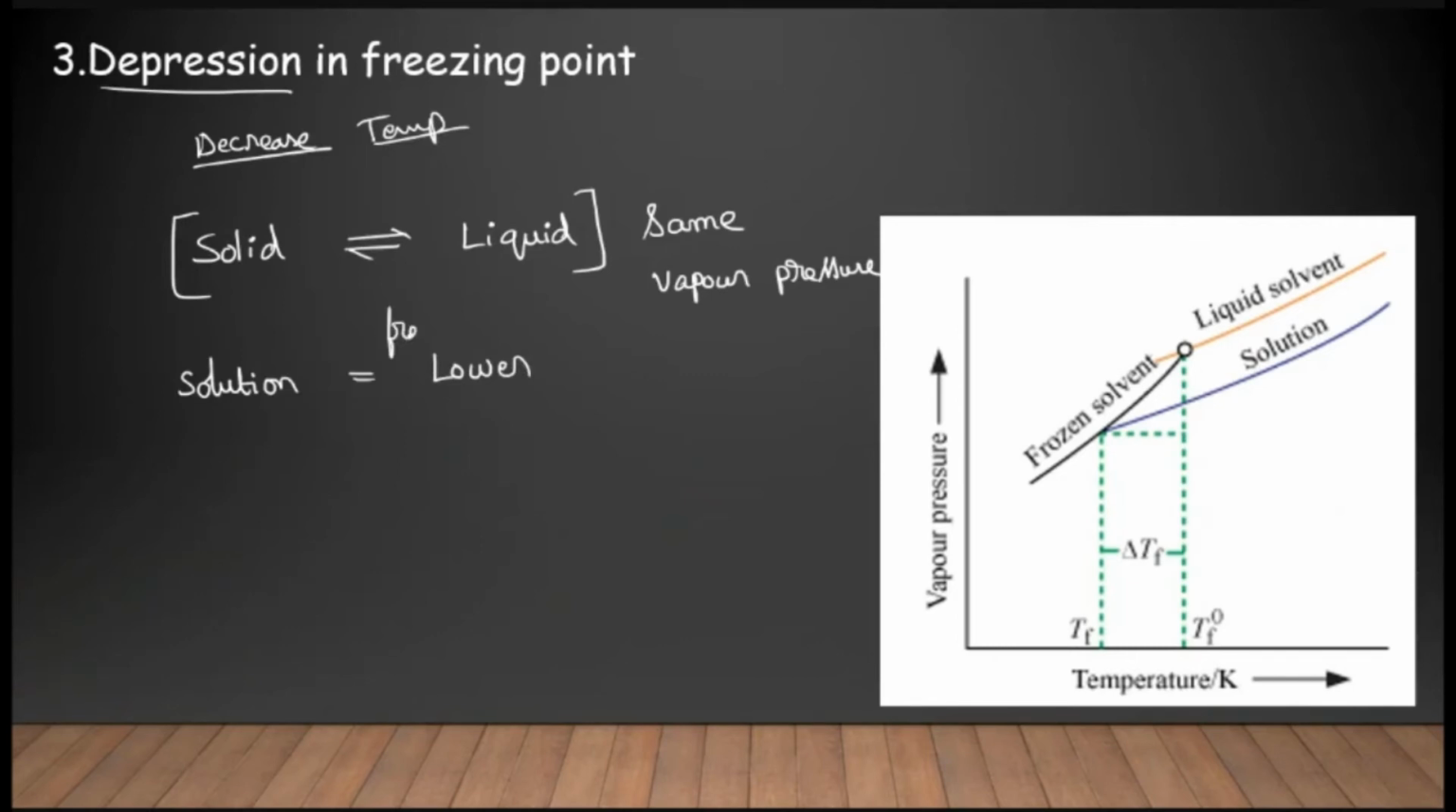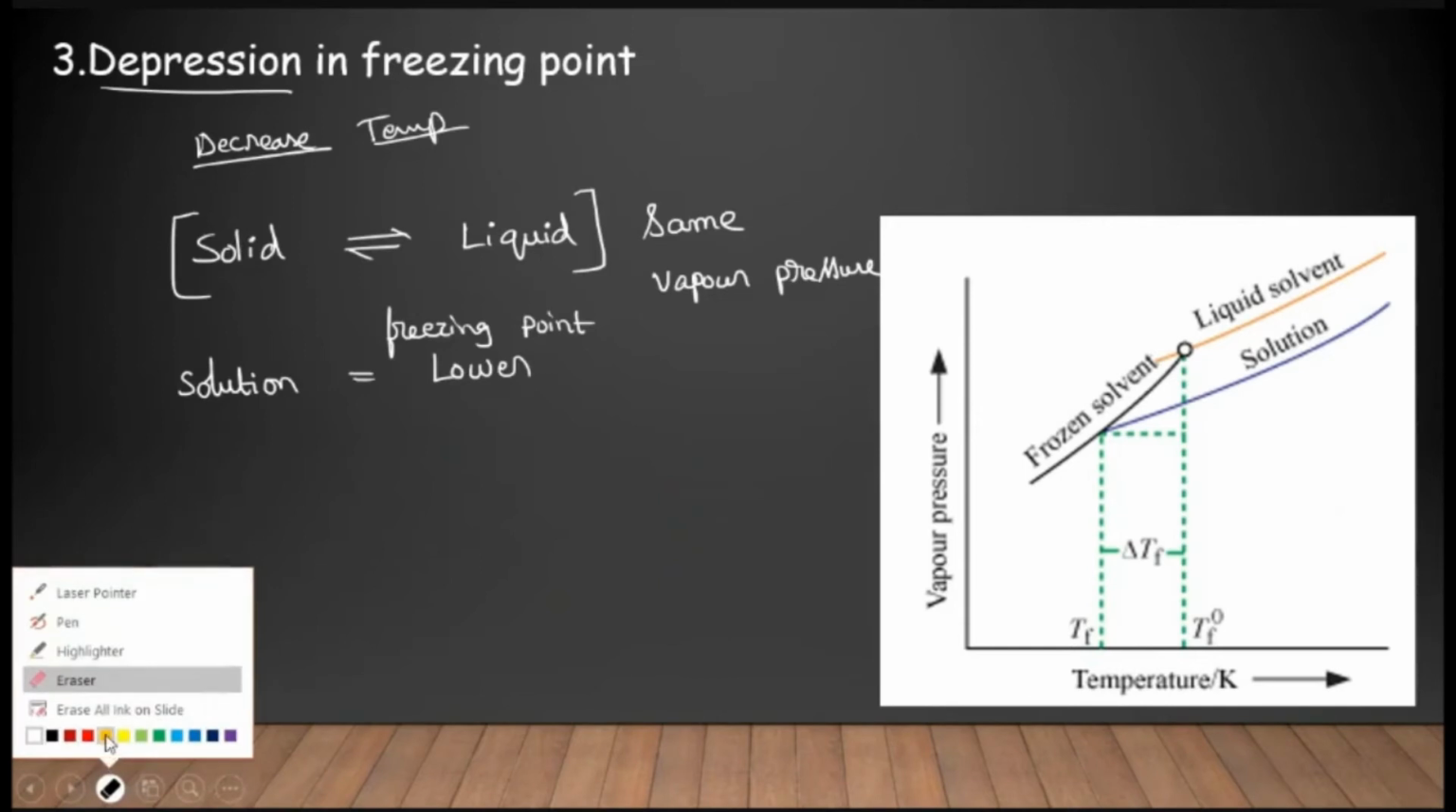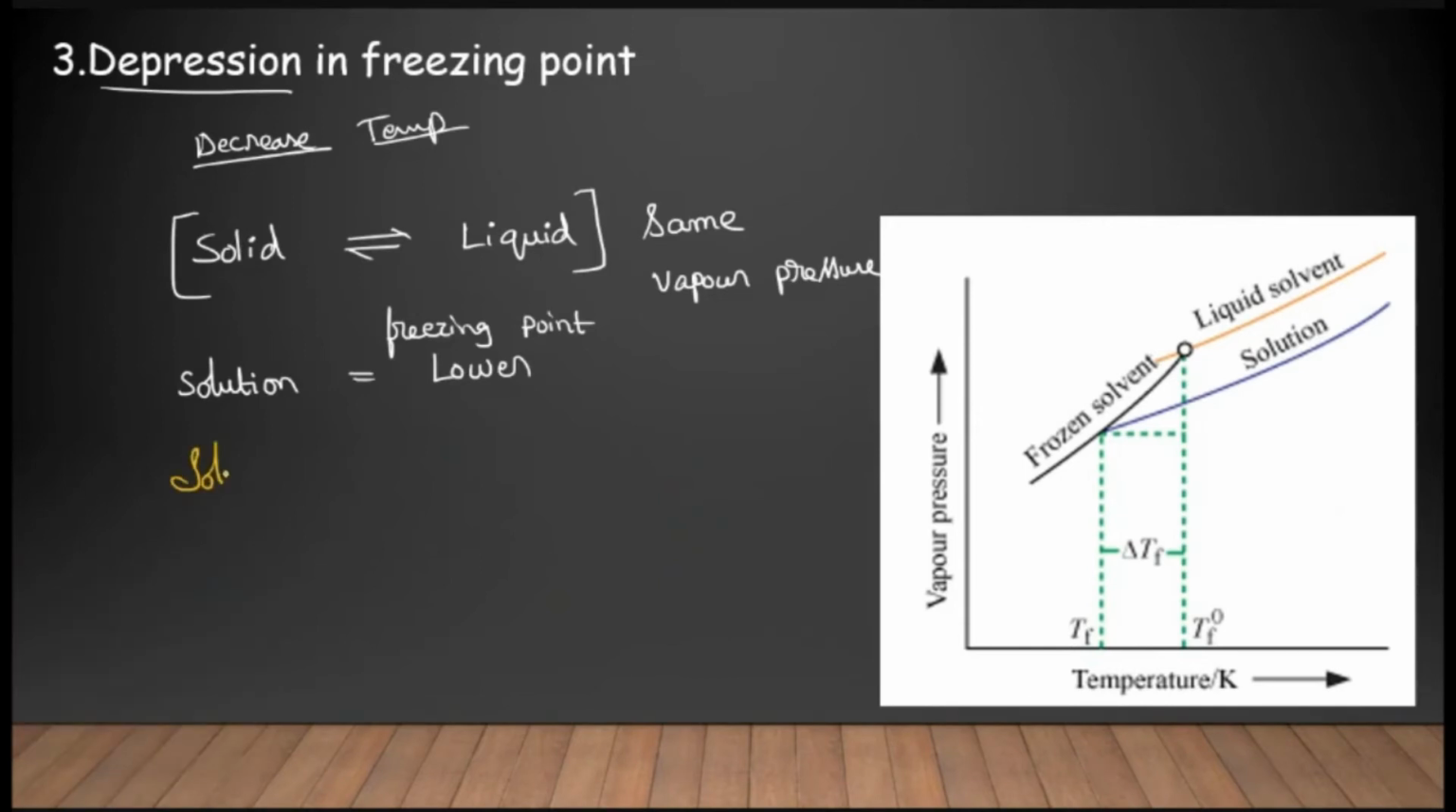The freezing point of the solution is lower compared to your pure solvent. The freezing point is higher for the solvent, but for the solution, the freezing point is lower. Why is the solution's freezing point lower? Because of the decrease in the vapor pressure.